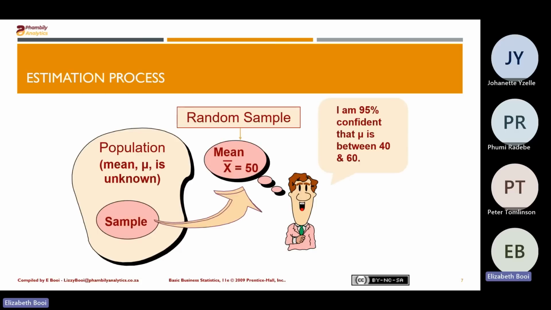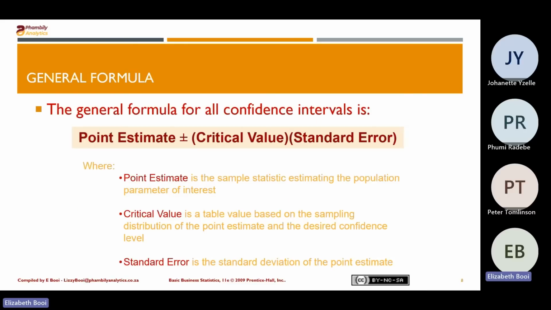And that's how you can interpret your confidence intervals. We're going to be able to calculate what the 40 is and what the 60 is using that 95% confidence level. So in a nutshell, the formula that we're going to use to calculate the confidence interval is as follows: your point estimate plus or minus your critical value times the standard error.